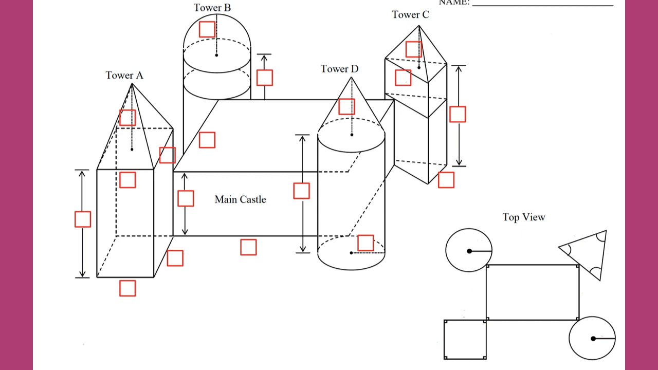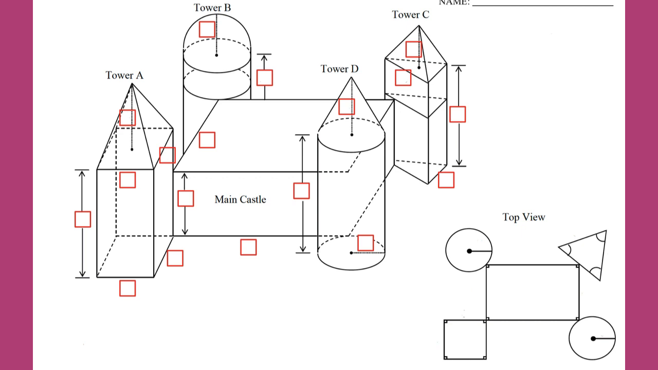And so what you can see is this specific template has been divided into Tower A, B, C, and D, and then the main castle. In the project packet, there will be a place to list the measurements that you chose for each tower. And then there will also be a place to record your calculations and your final answers for each tower in the main castle as you choose to add these together.